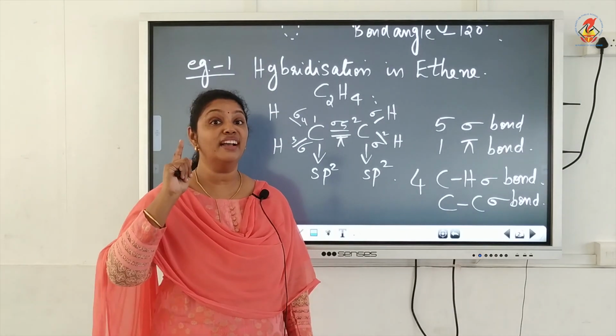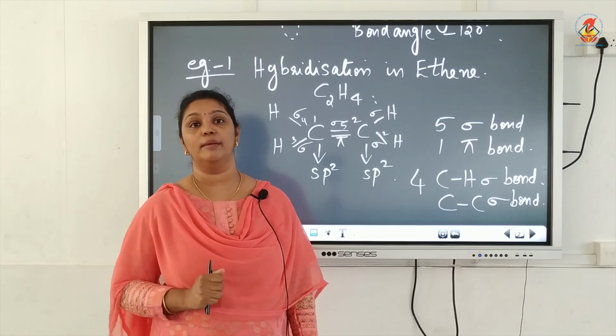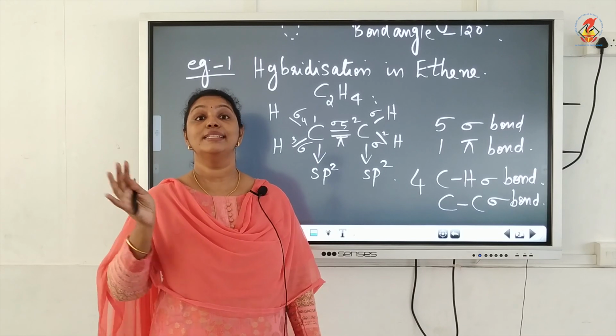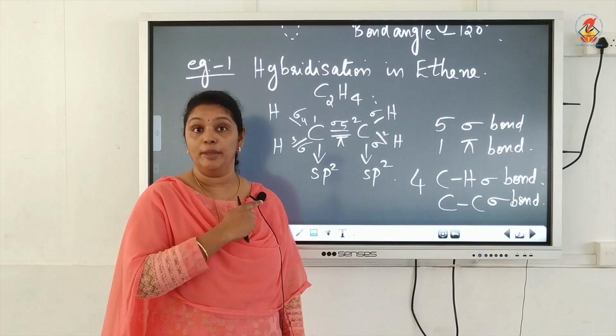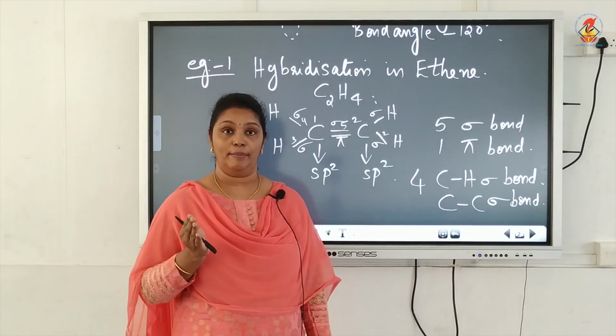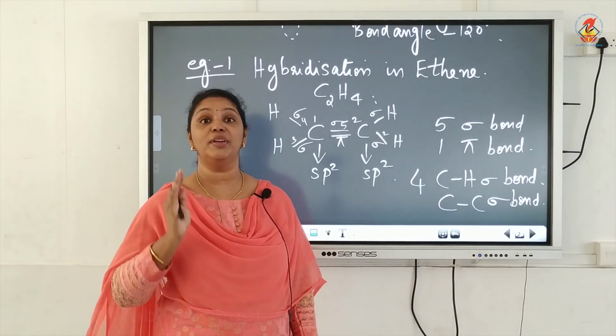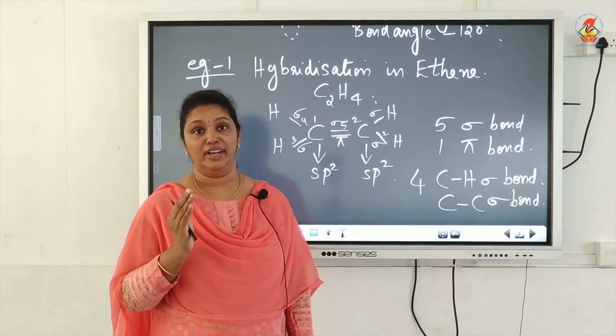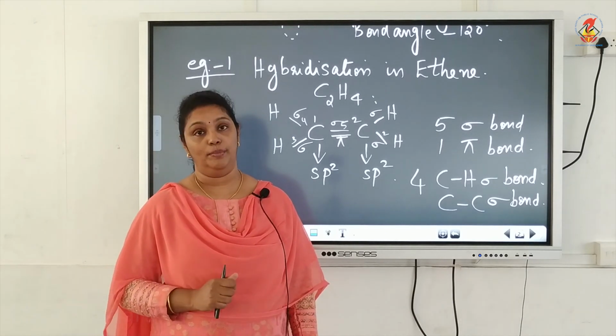Now we have an unhybridized p orbital on both carbon atoms. This unhybridized p orbital will overlap sidewise. We know that we have a pi bond also in ethene. A pi bond is formed by sidewise overlapping of orbitals. So the unhybridized p orbitals on both carbon atoms overlap sidewise and we get a pi bond.